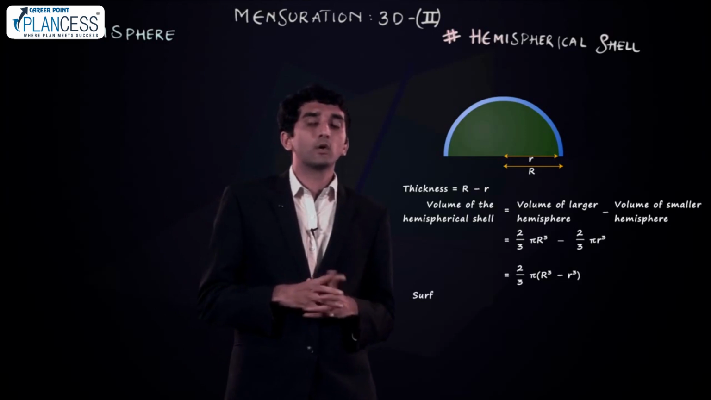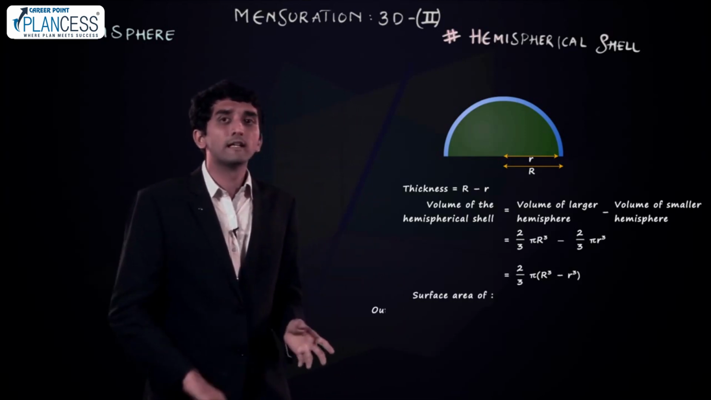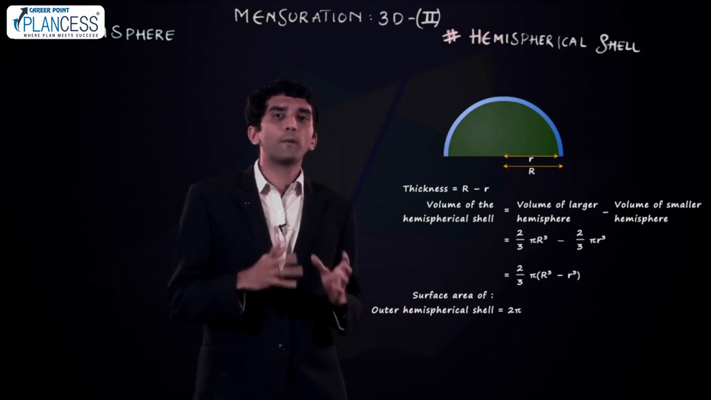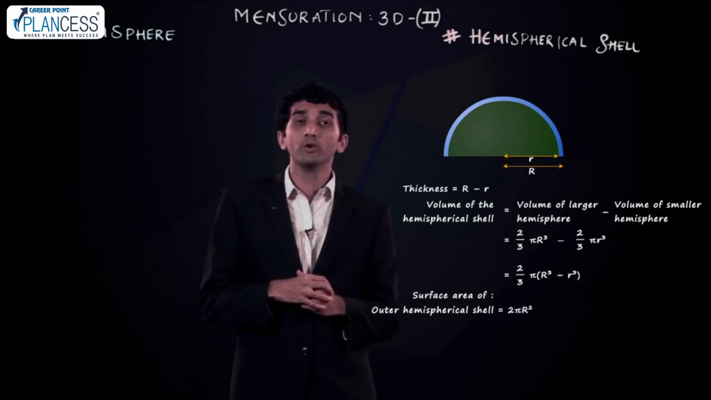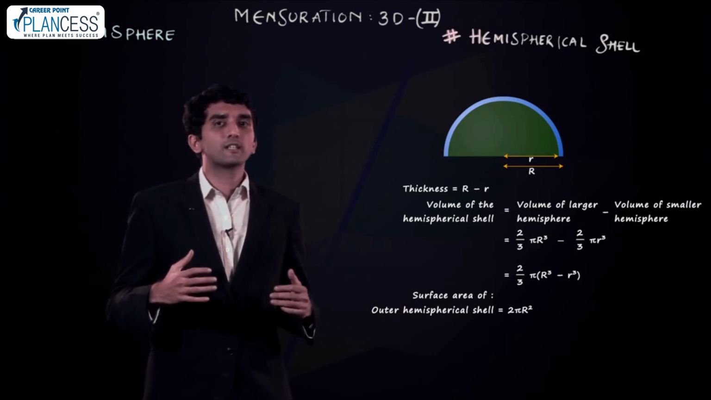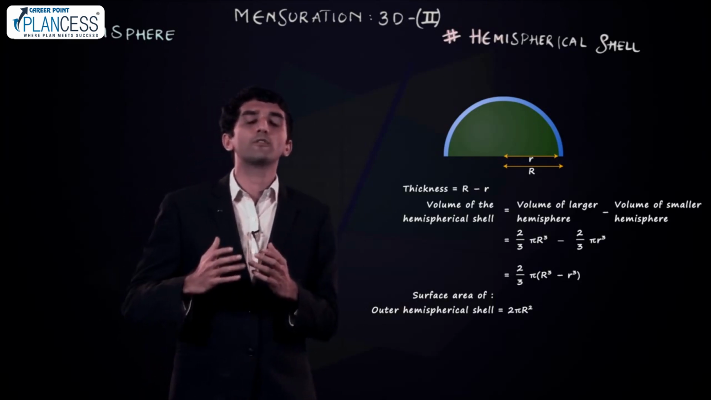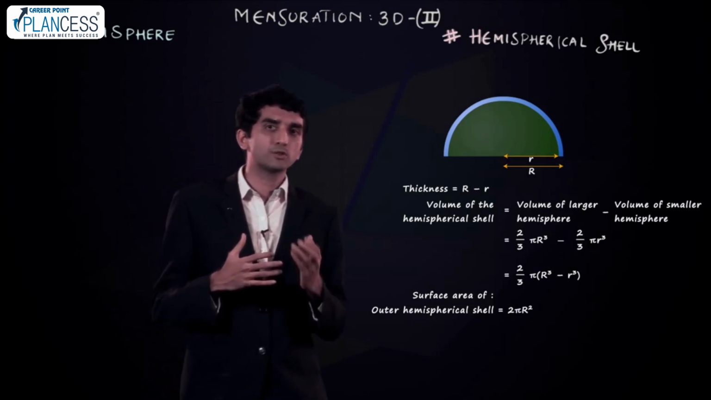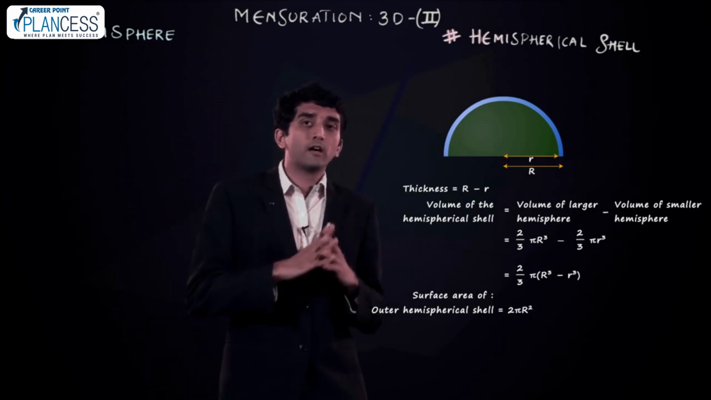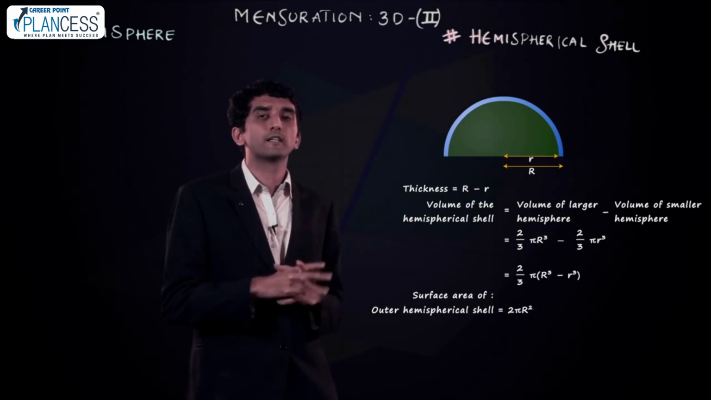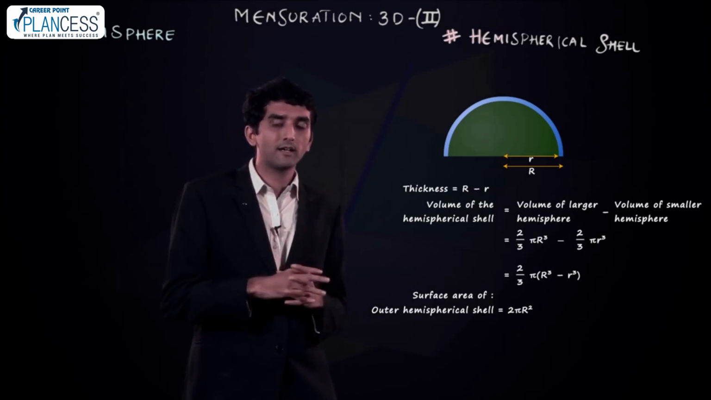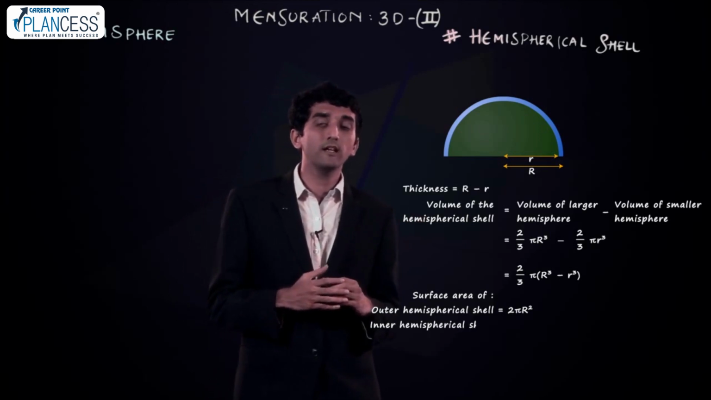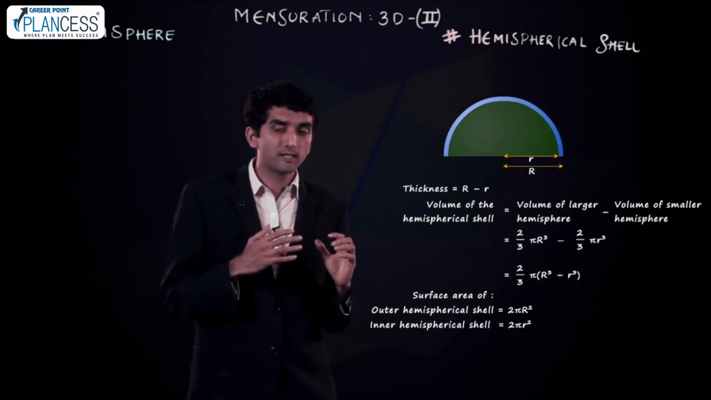Further, let's talk about the surface areas. One, there is an outer surface area which is naturally going to be 2 pi capital R square, because we know that for a hemisphere the curved surface area is half of that of a surface area of a sphere, which is half of 4 pi r square, and hence 2 pi r square. So the outer surface area for a hemispherical shell is 2 pi capital R square. The inner surface area for a hemispherical shell is 2 pi small r square.